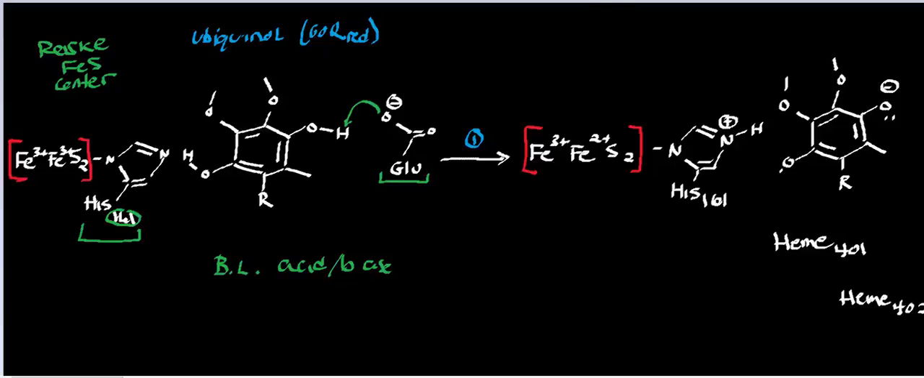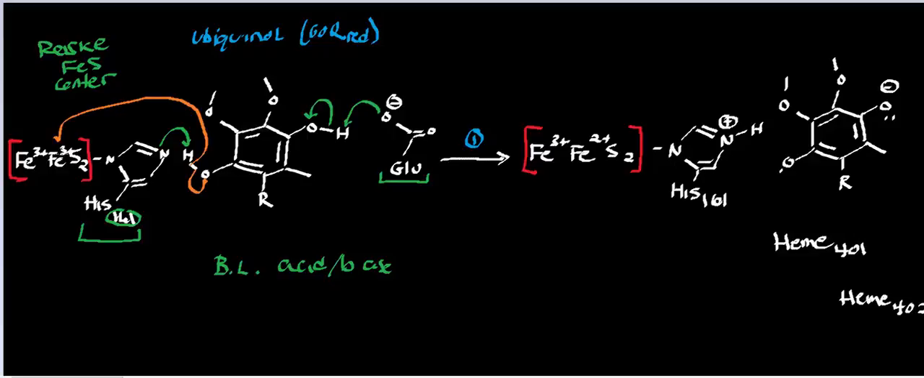What ends up happening is this glutamate residue deprotonates, and you end up with a lone pair on that oxygen. Also, this histidine is going to deprotonate this hydroxyl group of the ubiquinol, but instead of just going up as a lone pair on the oxygen, you're going to get a homolytic bond cleavage. So let me do this in a different color. One of these electrons ends up as a radical electron on this oxygen of the ubiquinol ring. The other one goes and reduces one of the iron cations of the Rieske iron-sulfur center.